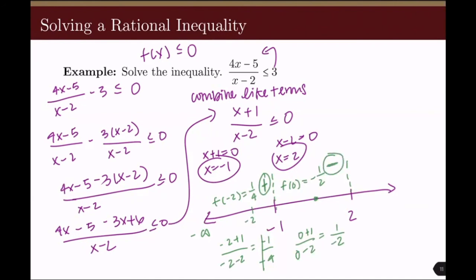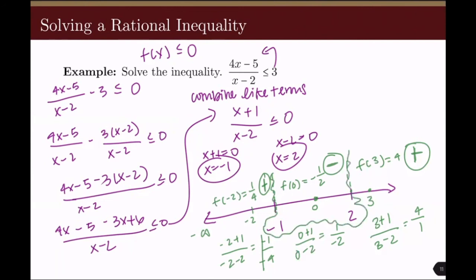All right, lastly, I'm going to plug in something bigger than 2, so I'm going to pick 3. Oh, this was 0, sorry. So f at 3 is equal to something. So that means we'll have 3 plus 1 over 3 minus 2. This is going to be 4 over 1. So we get f of 3 is equal to 4, which means this one is overall positive. However, this time we were interested in the spots where it was less than or equal to 0. So it's actually going to be my middle section here.